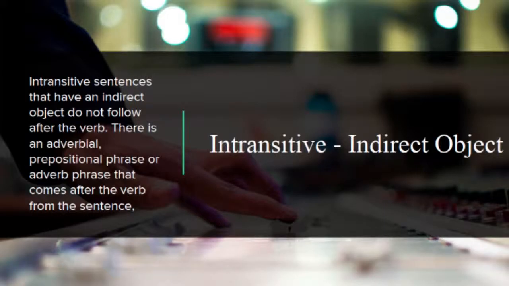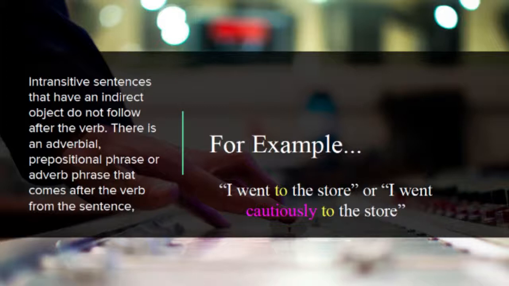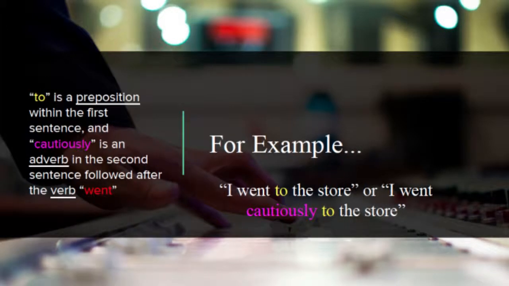Sentences that have an indirect object do not have it following right after the verb. There is an adverbial prepositional phrase or an adverb phrase that comes after the verb in the sentence. For example, I went to the store, or I went cautiously to the store. To is a preposition within the first sentence, and cautiously is an adverb in the second sentence, followed after the verb went.